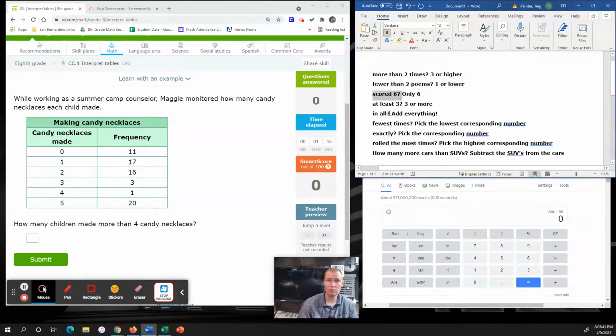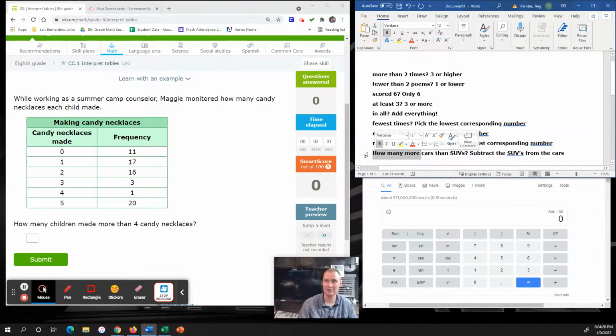Now, if it says something scored 6, just pick the same thing that matches and corresponds to that. The words at least mean at least that number, which means you do include that number or higher. The words in all mean add everything. The fewest times means we're going to pick the lowest corresponding number. The word exactly means just pick the corresponding number to either the right or left in the table. If it asks which event occurred the most times, we're going to pick the highest corresponding number. And our last one is when it says how many more, we're going to use subtraction.